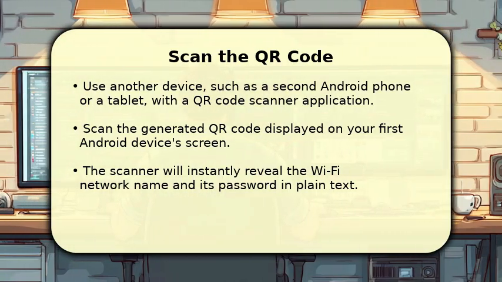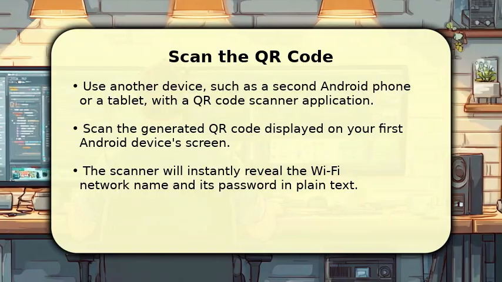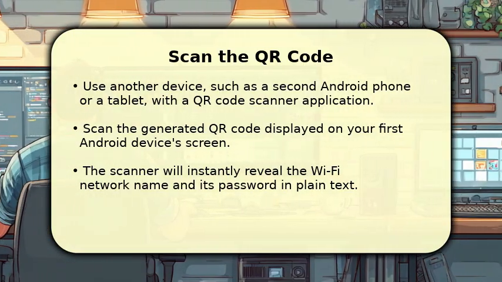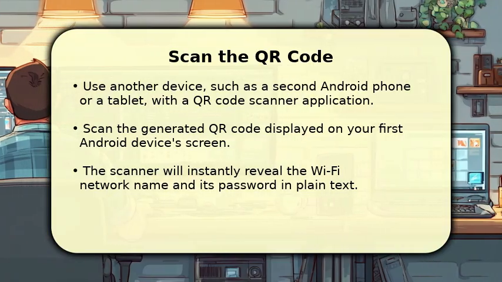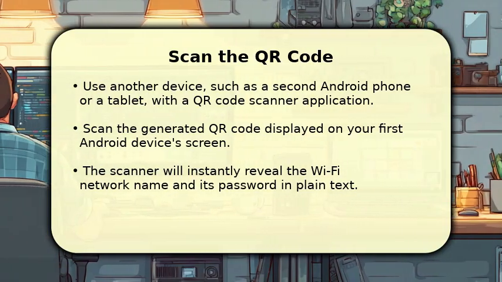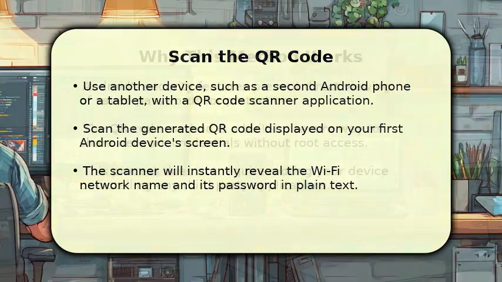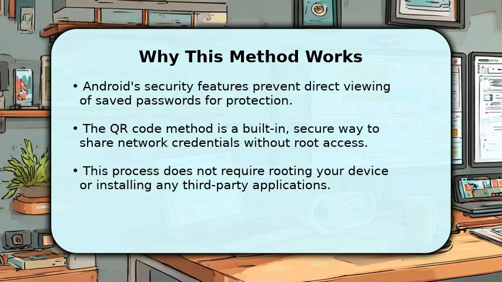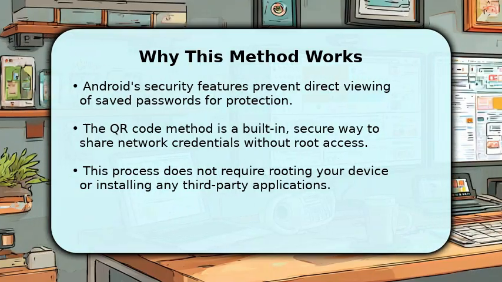The scanner will quickly read the code and immediately show you the Wi-Fi network's name, also known as the SSID, and the password in an easy-to-read format on the second device's screen. This QR code method is the most reliable and secure way to access a saved Wi-Fi password on Android.